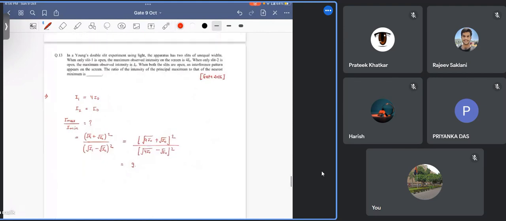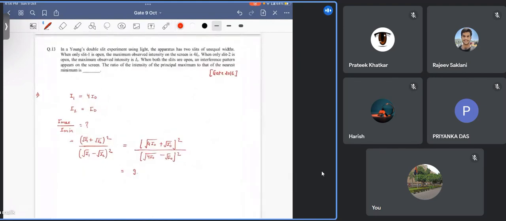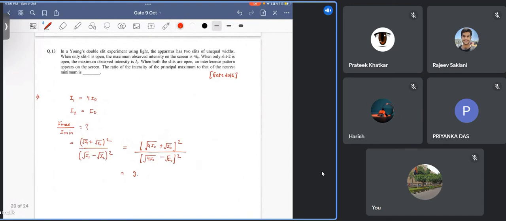Okay. So this is a question from GATE 2016. In this question, it is given that the apparatus has two slits of unequal width. Widths are not equal. When only slit one is open, that means the intensity is coming from only one slit and it is known as I1. The maximum observed intensity is 4I naught. So I1 is 4I naught. When only slit 2 is open, the intensity is I2. The maximum intensity is I naught.